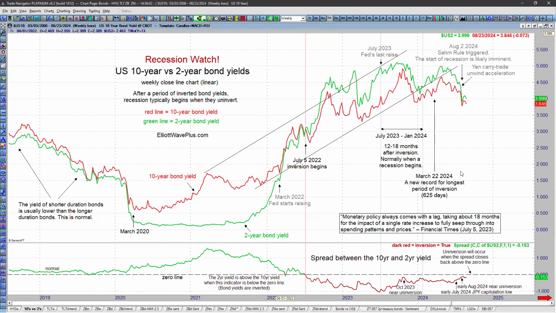Also, very recently, also in that first week of August, we got the yen carry unwind acceleration. That started on Monday, I think the 5th, it was August 5th. Yeah. And so 2 important shoes have dropped here.